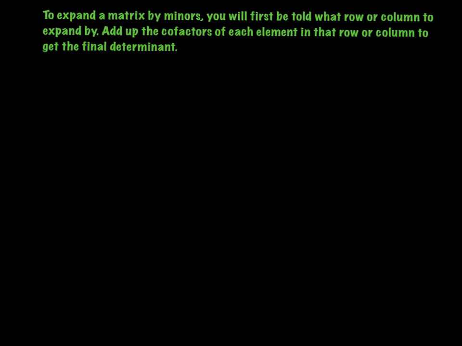Okay, so now, if you want to expand a matrix by minors, first of all, you will be told what row or column to expand by. Or if you aren't, you're going to pick one. And you're going to add up the cofactors, remember, we just talked about cofactors, of each element in that row or column to get the final determinant. So I'm just going to do a few examples so you can see how that works.